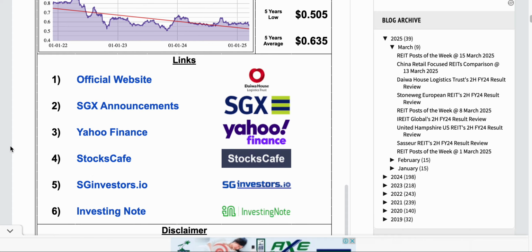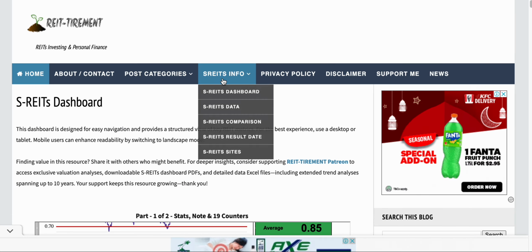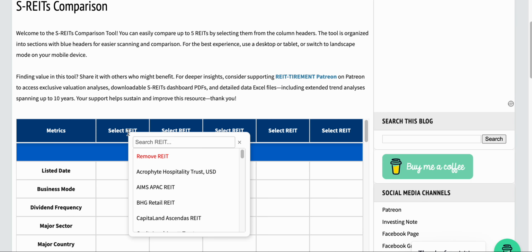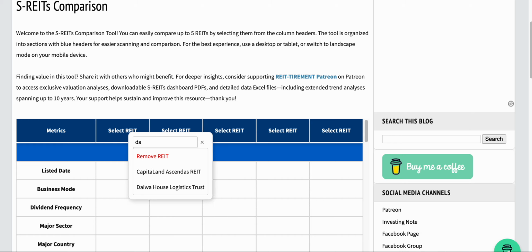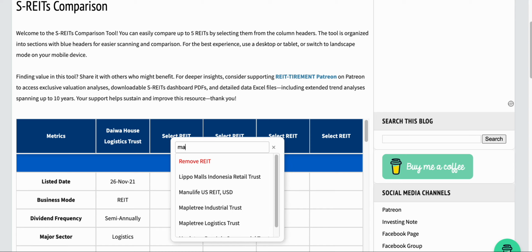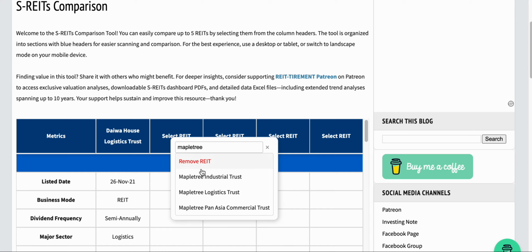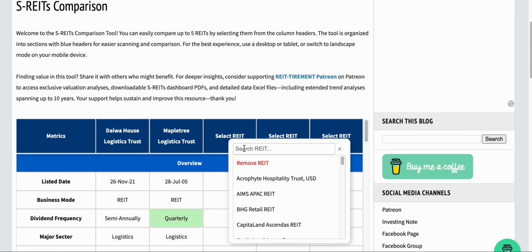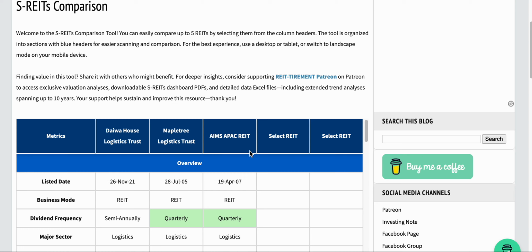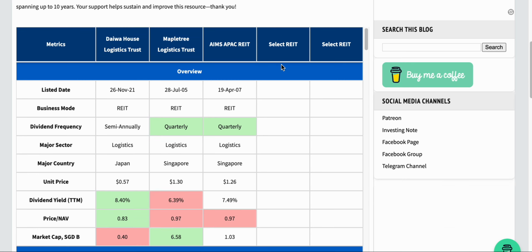Other than all this information that some of you have asked me where I got from, you want to compare, right? Something good about this blog is that you can also compare. So let's look at how to compare Daiwa. We try and compare with other logistics REITs lah, like Mapletree, maybe AIMS. Can't really think of any other logistics REITs, so we'll just look at these three lah. If you want, you can go and think about more, but I'll just keep it simple, otherwise this video will get too long. You can see the oldest one with most history is Mapletree Logistics.